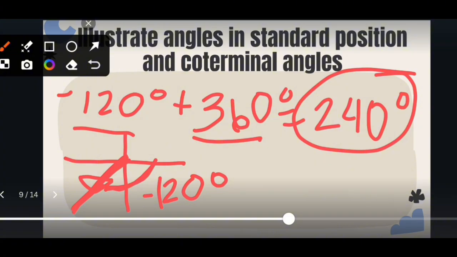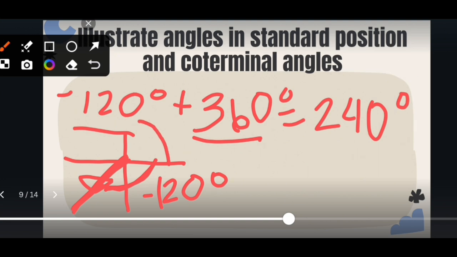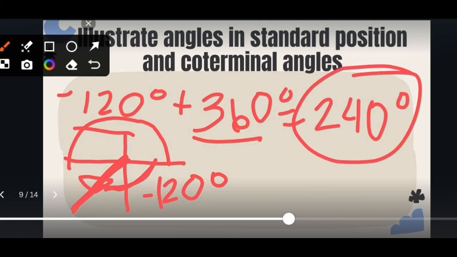So, since positive siya, counterclockwise yung rotate niya. So, 90 is in quadrant 1. Pag sa quadrant 2 is 180 degrees, sa quadrant 3 naman is 270. Since 240 lang siya, dito din siya magi-stop sa same ng negative 120 degrees.